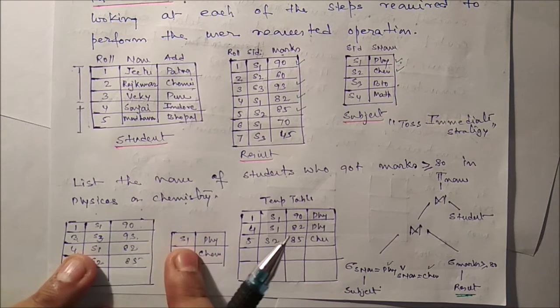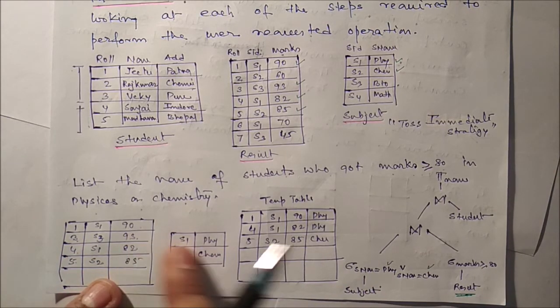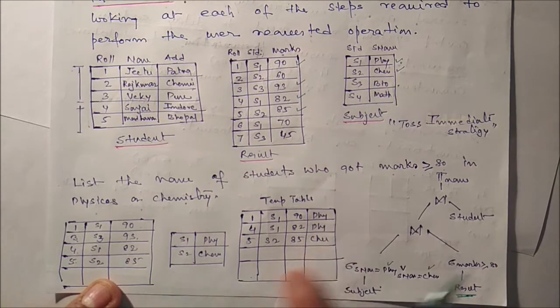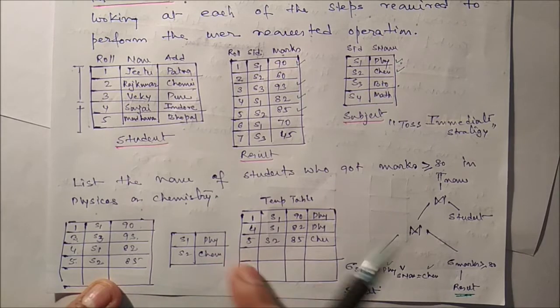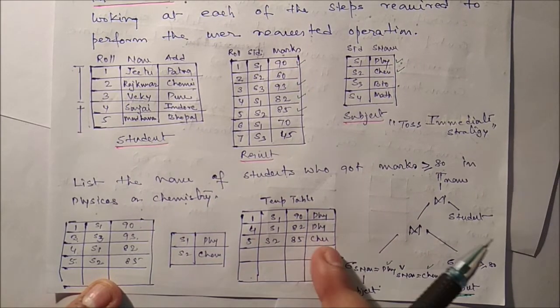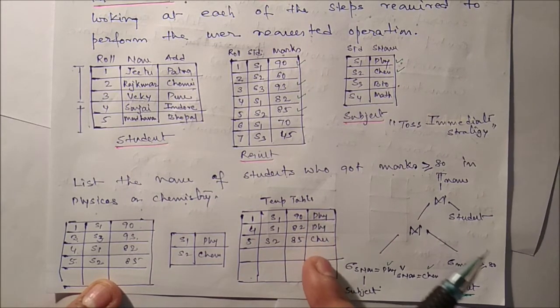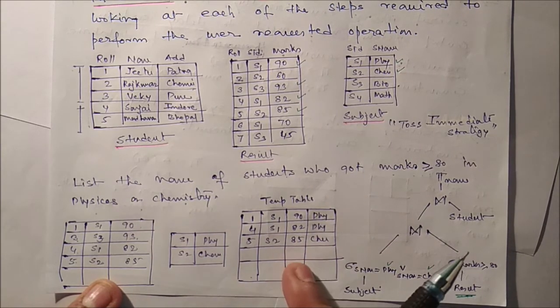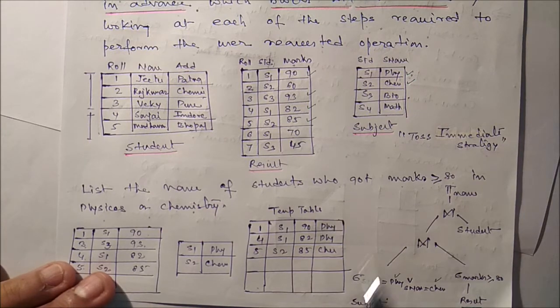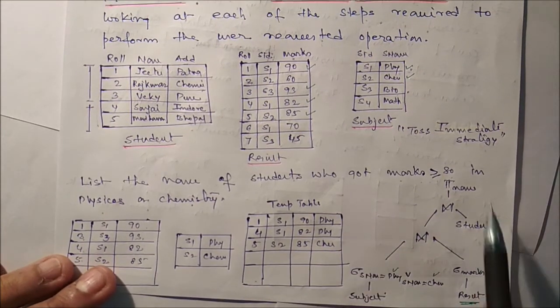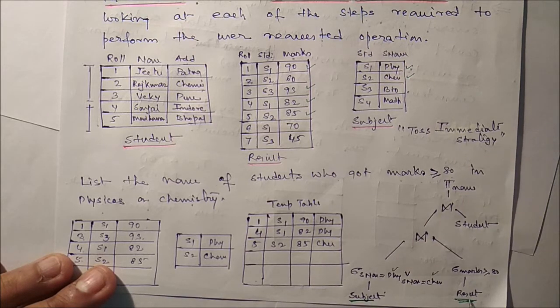After that we have to merge, and after merging we have this particular table. This is nothing but the temporary table, which must be stored in the buffer. Already I've discussed what a buffer is. That must be present in the primary memory. Now if you see this particular tree, the relational algebra, we need the subject table and the result table.